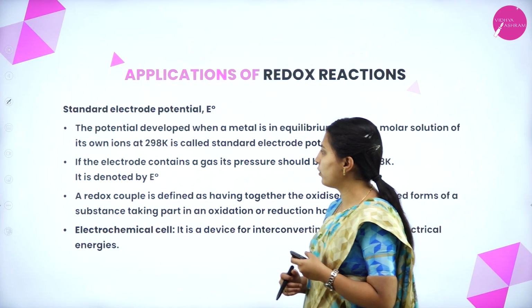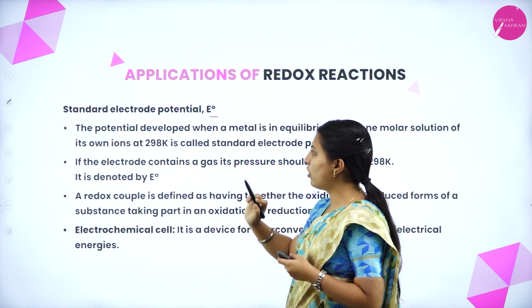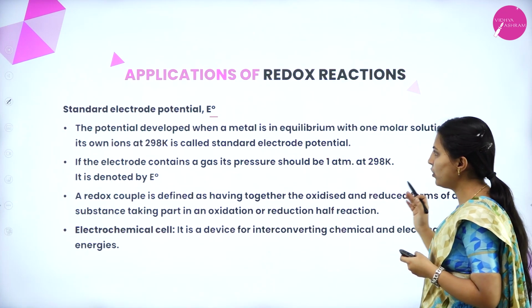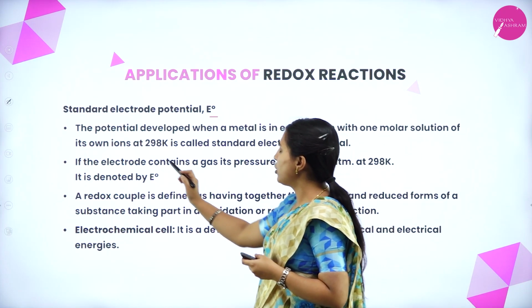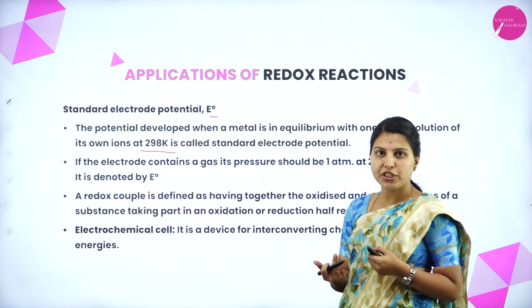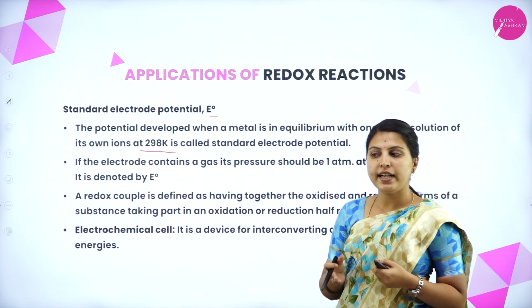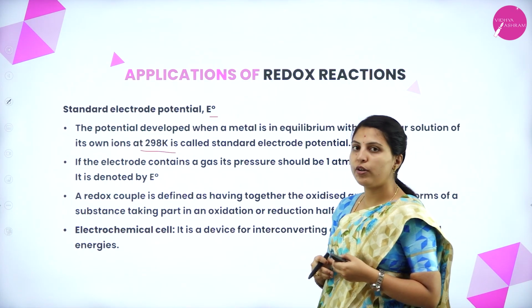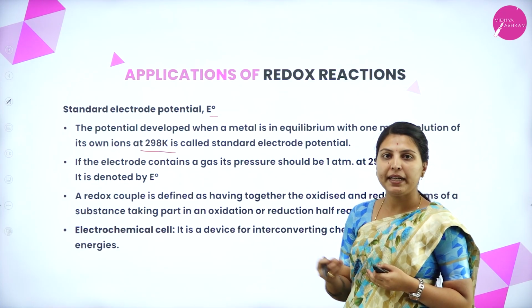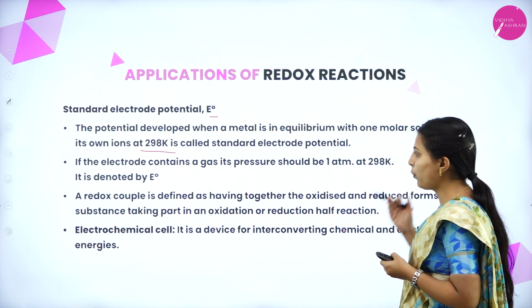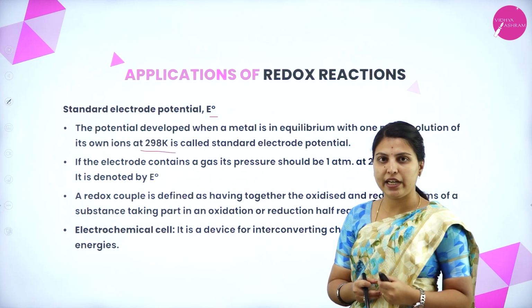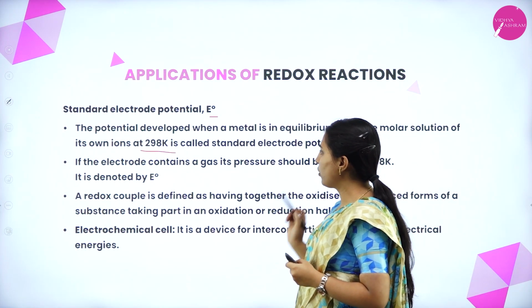Next, standard electrode potential, represented as E0. The potential developed when a metal is in equilibrium with a 1 molar solution of its ions at 298 Kelvin is called standard electrode potential. Electrode potential you know already, but what is standard electrode potential? It is the same thing: the potential developed when a metal is in equilibrium with a 1 molar solution of its own ions at 298 Kelvin.